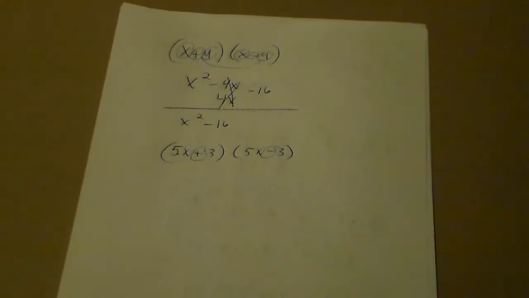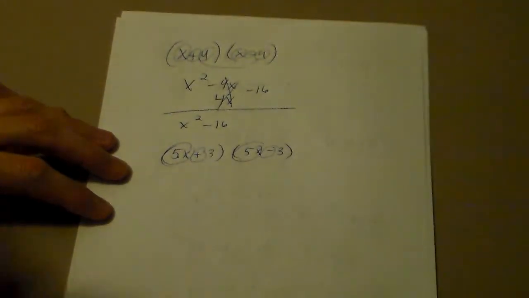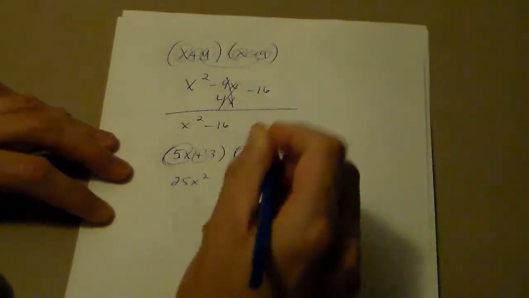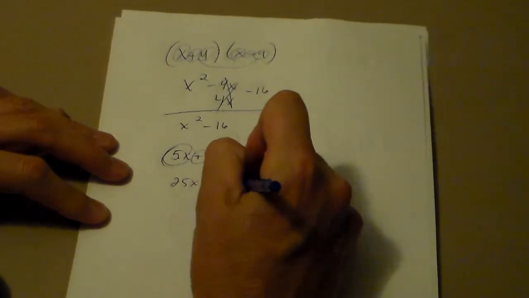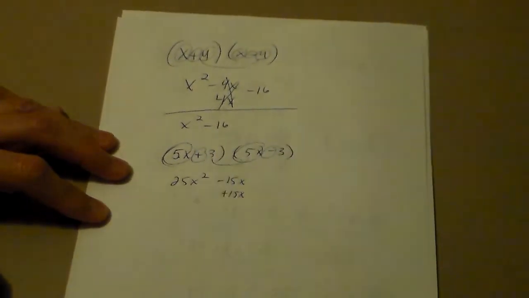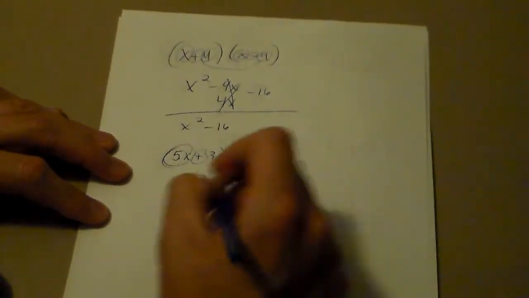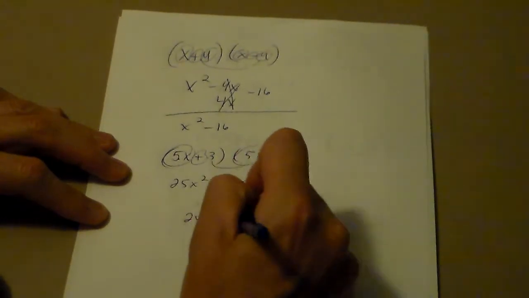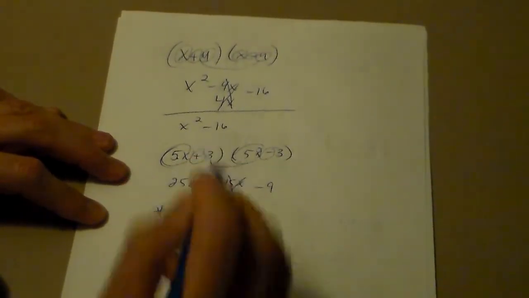Okay, so let's look. 5x times 5x is going to be 25x squared. Negative 3 times 5x is negative 15x. 3 times 5x is positive 15x. Guess what? They cancel out. 3 times negative 3 is negative 9. So I get 25x squared minus 9.